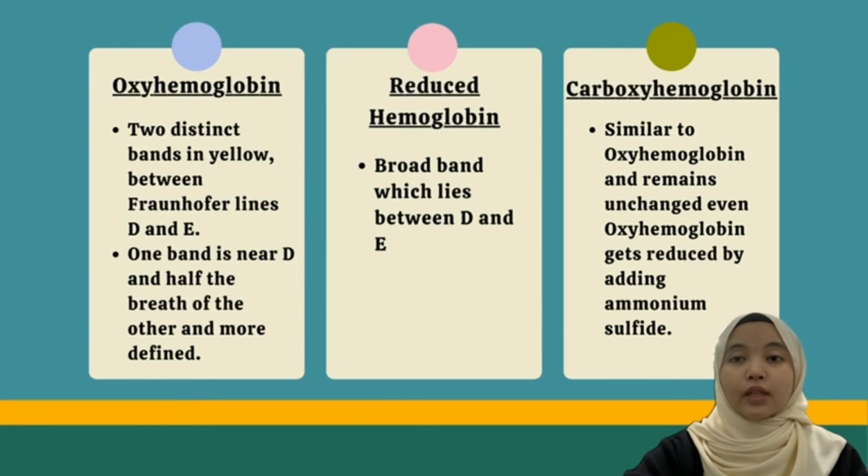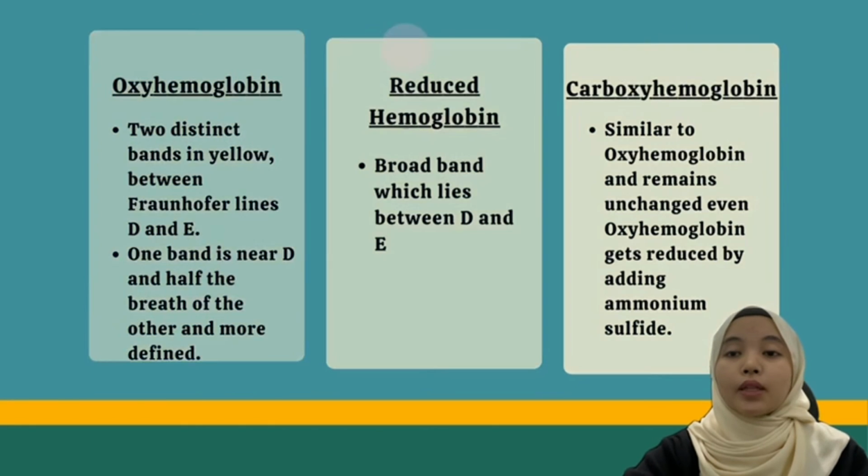To observe, the oxyhemoglobin in the spectra shows two distinct bands in yellow between Fraunhofer lines D and E. One band is near D and half the breadth of the other and more defined. Next, in reduced hemoglobin, the band is the broad band that lies between D and E, while in carboxyhemoglobin, it is similar to oxyhemoglobin and remains unchanged.